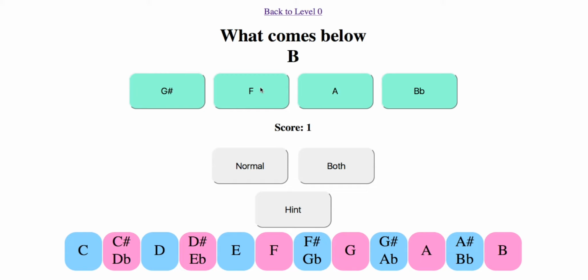What comes below E? D sharp. What comes below B? B flat. What comes above F flat? Well, F is here, F flat is here, so above F flat is F. Or E sharp would be okay too. Okay, so we hit F, and we're correct.